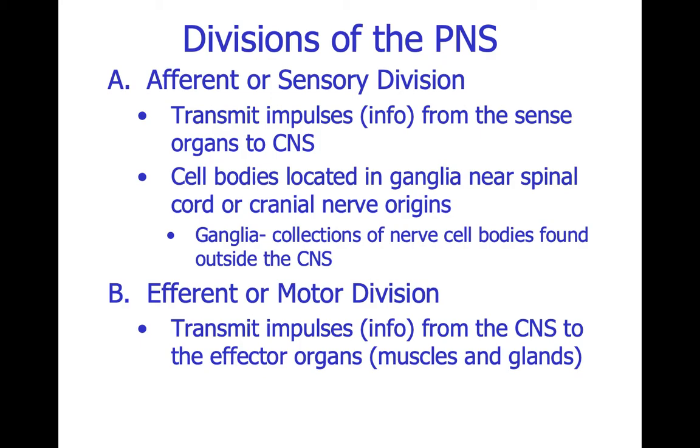So, the motor division, it stands to reason, will be the outgoing information, the information causing something to happen. Okay? The effector organs, when we contrast them to receptor organs, receptor are receiving, bringing that information in. The effector organs are causing an effect. They're causing something to happen. So they're causing a change to happen in muscles or glands.